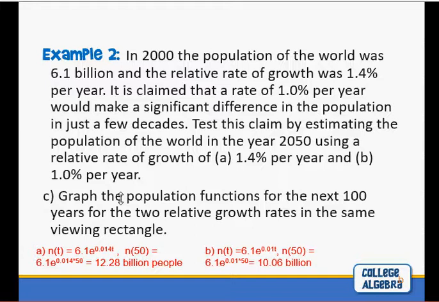And then for part B, to compare, we do the same thing with the 1%. So instead of 0.014, we use 1% for the r value. And you plug 50 into that and evaluate, and you get 10.06 billion. So both those numbers are large, but they actually differ by 2 billion people, which is a pretty large amount.